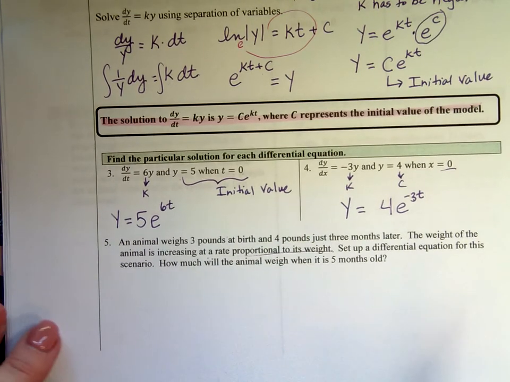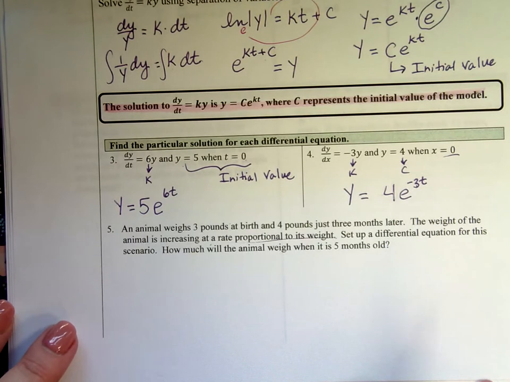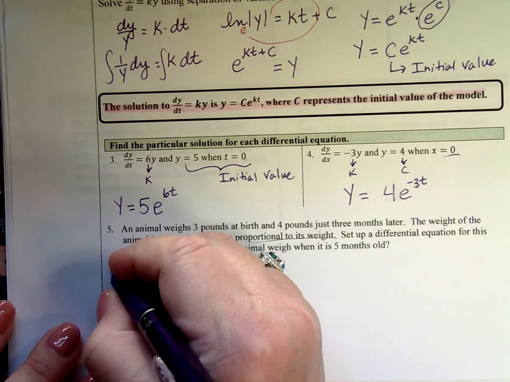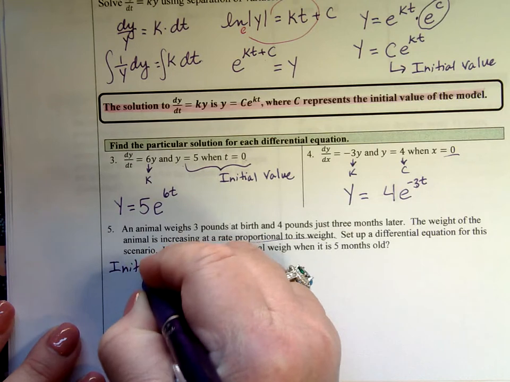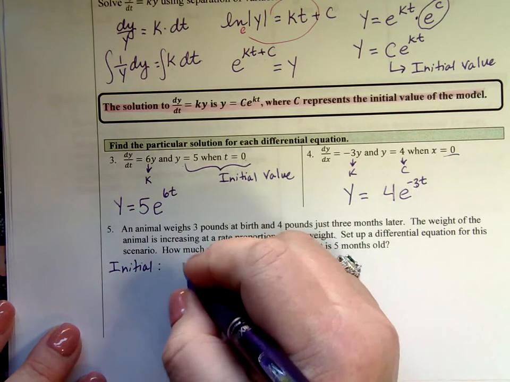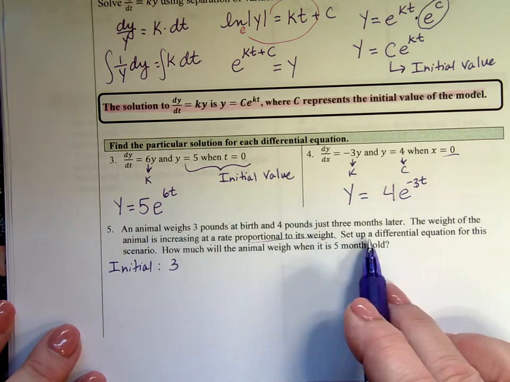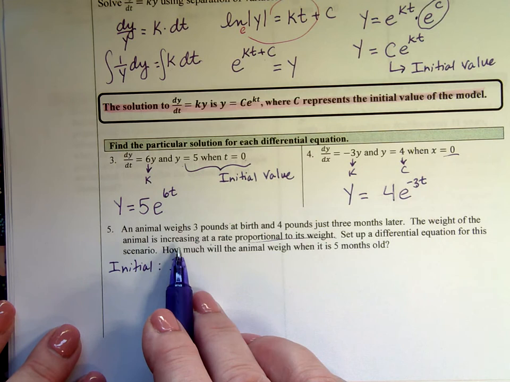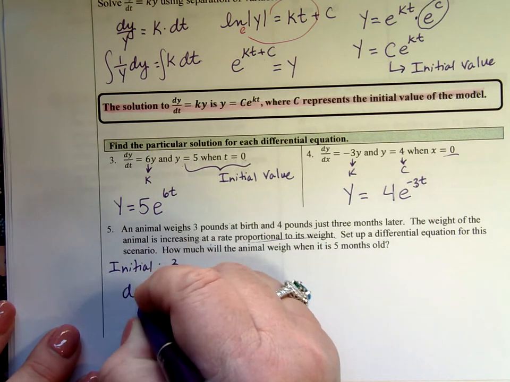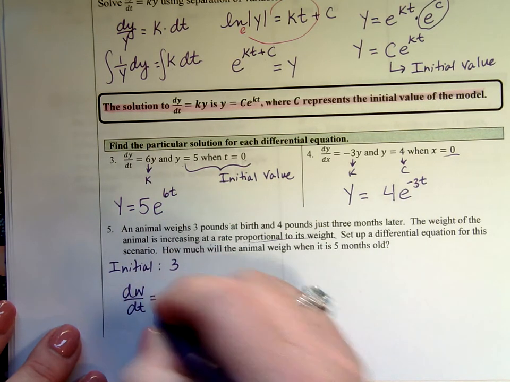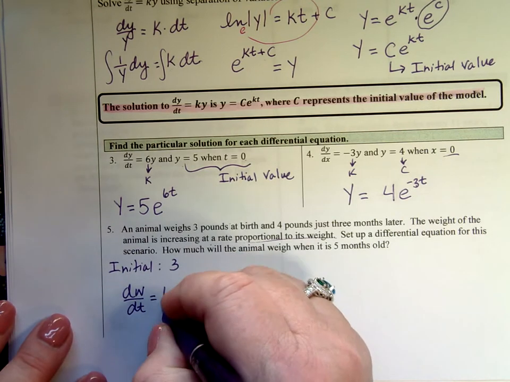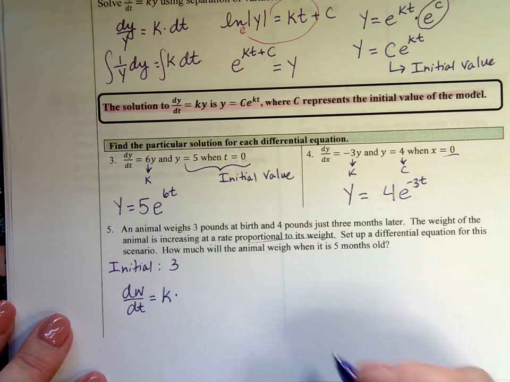All right, let's see if we can pick out some information here. The first thing I know is that the initial weight, initial condition, is 3 pounds, right? That tells me right here, it's 3 pounds at birth. I want to set up a differential equation where the weight of the animal is increasing, dw over dt is increasing at a rate, k, proportional to its weight. Right? So here I am, k times w.